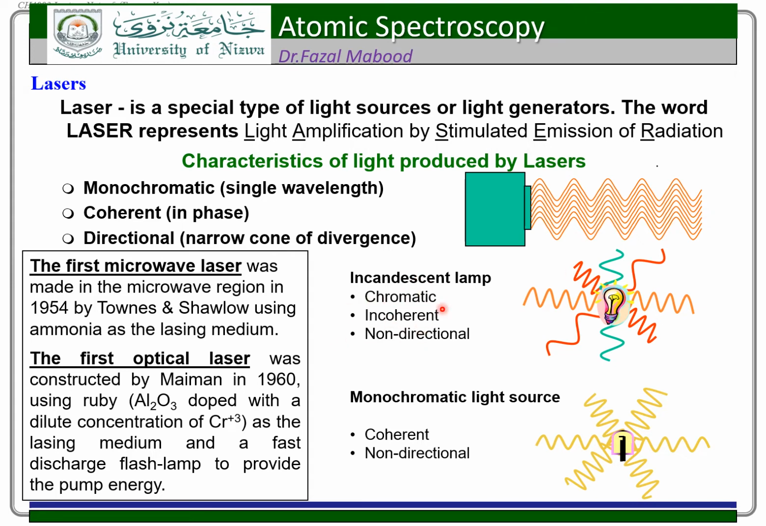The other light source, just like an incandescent lamp source, here you see the radiations are polychromatic, many different colors, just like the tungsten bulb. They are not coherent, and they are not unidirectional. They are multidirectional. In this direction, in this direction, in this direction, and so on.